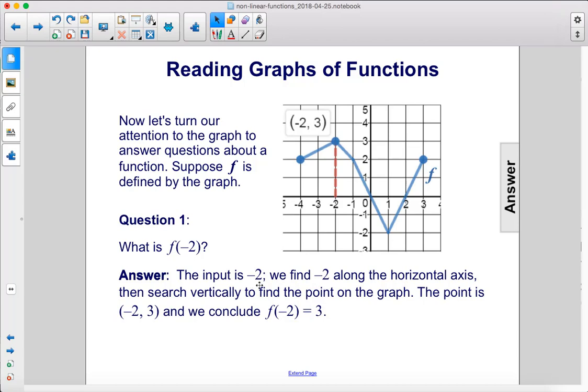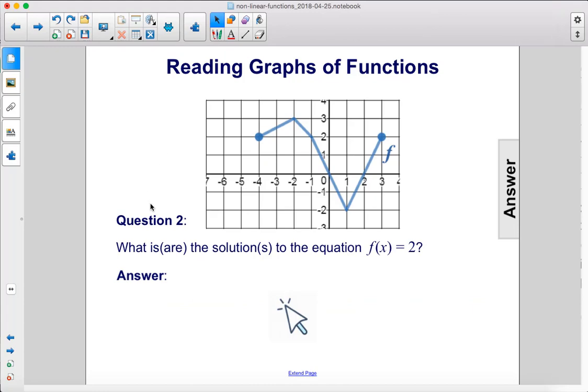The input is -2, so we find -2 along the horizontal axis here. Then we search vertically to find the point on the graph. The point is (-2, 3), so we conclude that f of -2 equals 3.